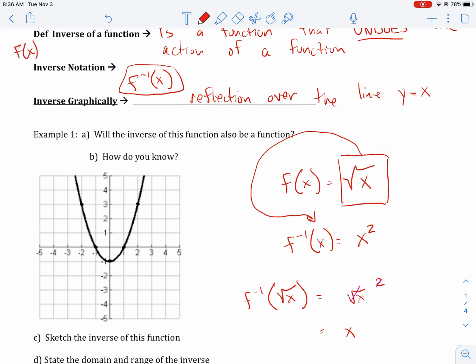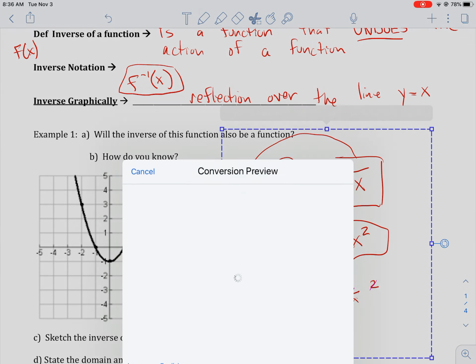And you could do the same thing if I took this x squared and plugged it back in for this guy. You would get the same result. You would just be left with an x. So that's what it means to undo the function. It just kind of takes back its actions.